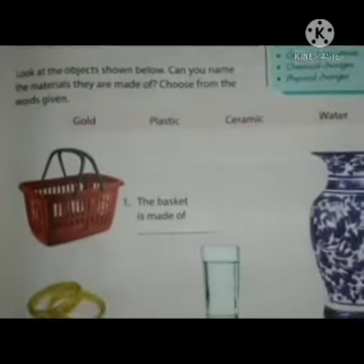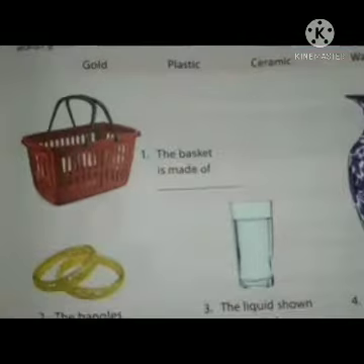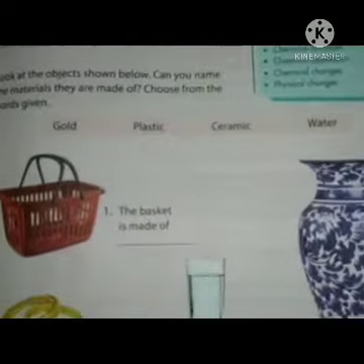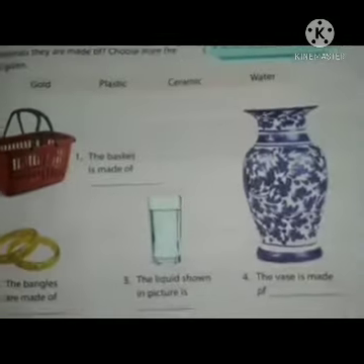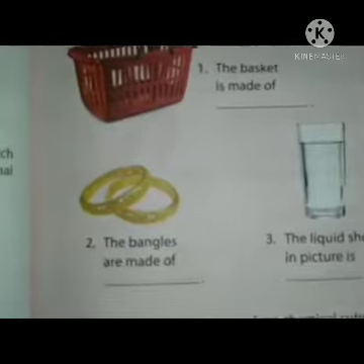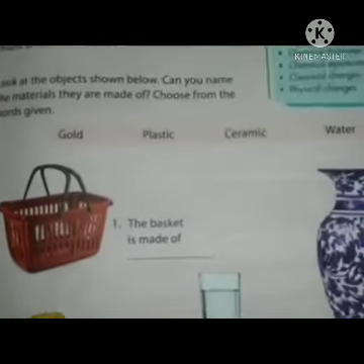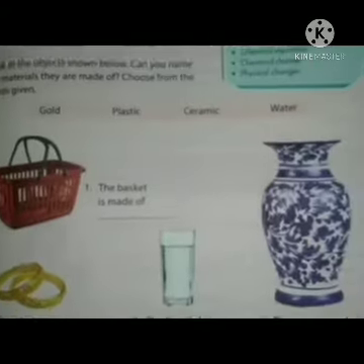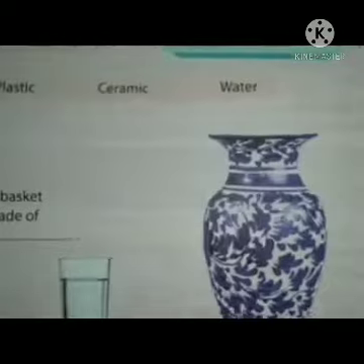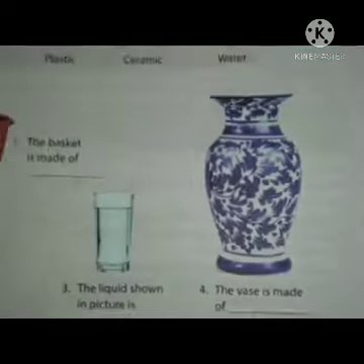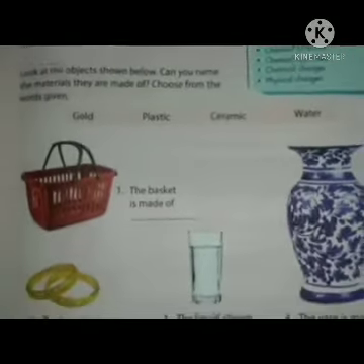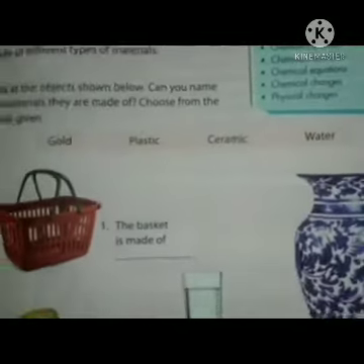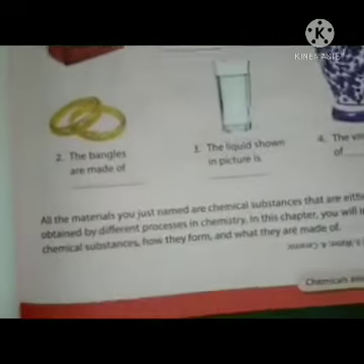These are materials of daily use. As you can see, this is a basket. What is it made up of? We'll certainly say it is plastic, isn't it? The next one, these are bangles, and these are made of gold. And this is a liquid present in the glass. It is water, isn't it? And this is the vase, which is made up of ceramic. So all these terms, the plastic, the gold, the water and the ceramic are actually chemicals, chemical substances.